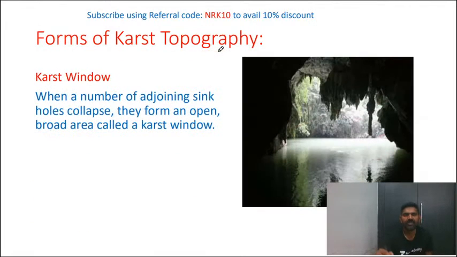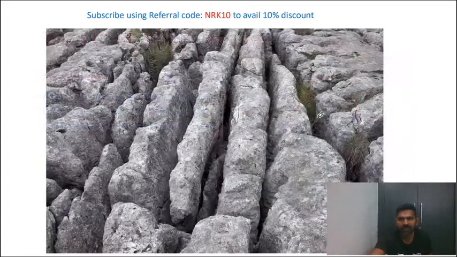Karst window. When two sinkholes are formed, now there will be an empty point between. Here there is a hole, here there is a hole. So this is called as a karst window.